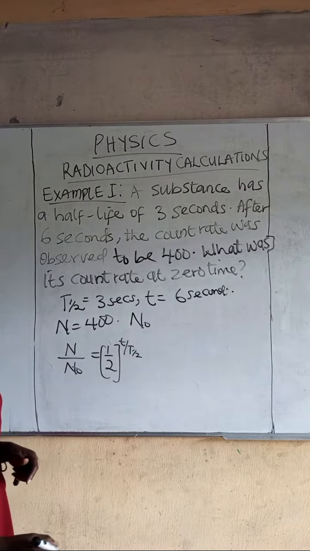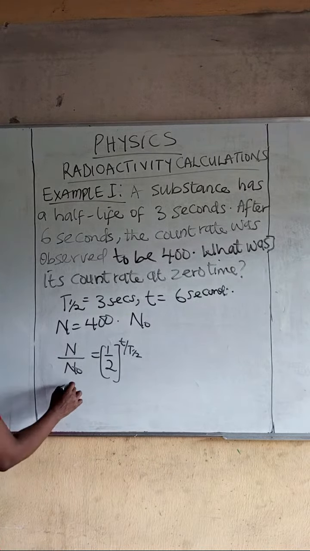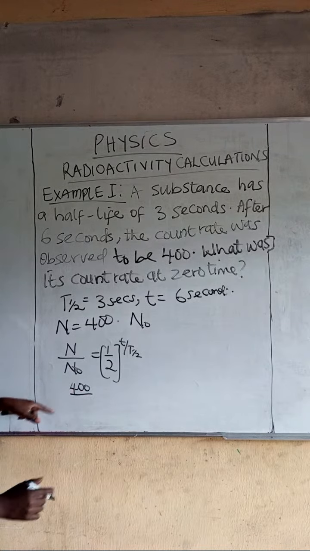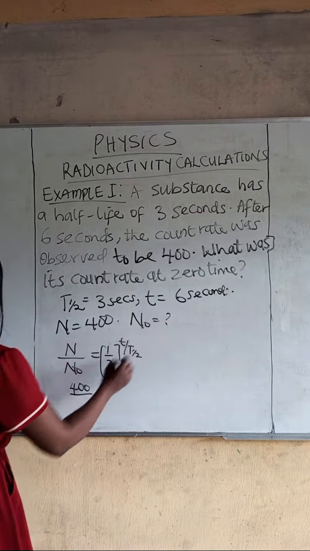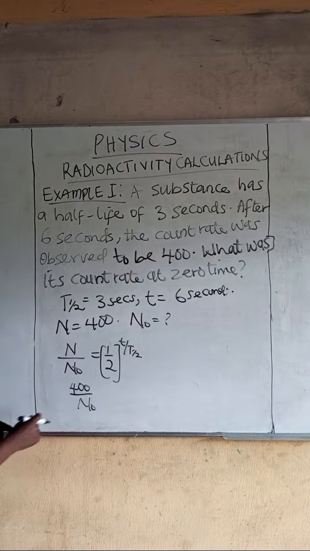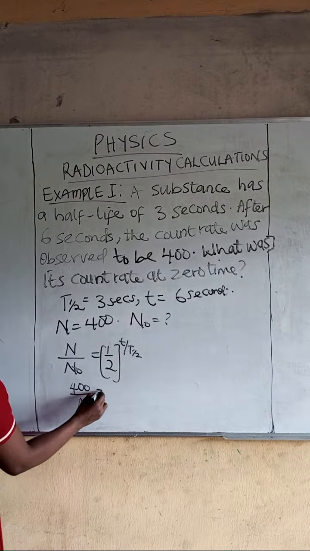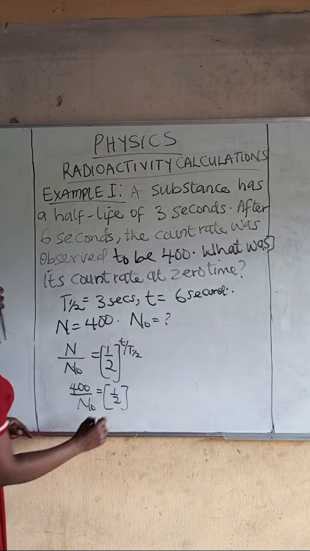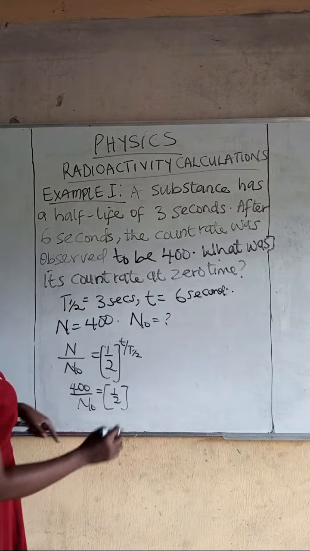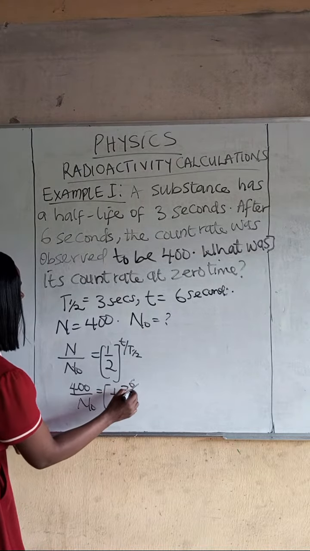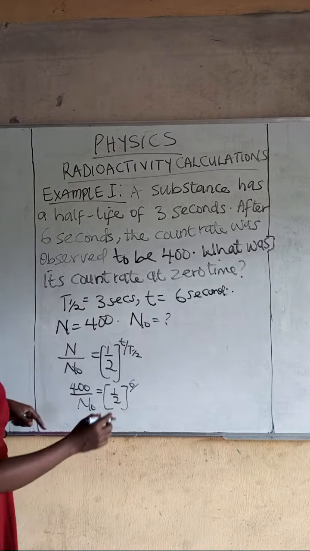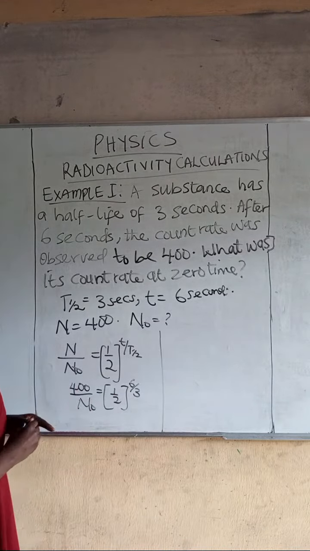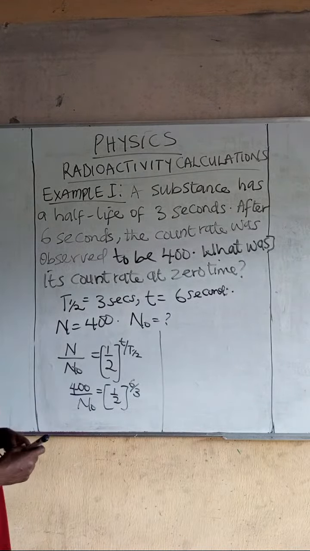Right? Now for us to do that, we say, what is my n? My n is 400, divided by my n naught, which is what I'm looking for, equals n over n naught. Then we say that it is equal to half raised to the power of what? What's my time? My time is 6, divided by my half-life, which is given as 3. So when we do that, we are going to divide this to get 2.